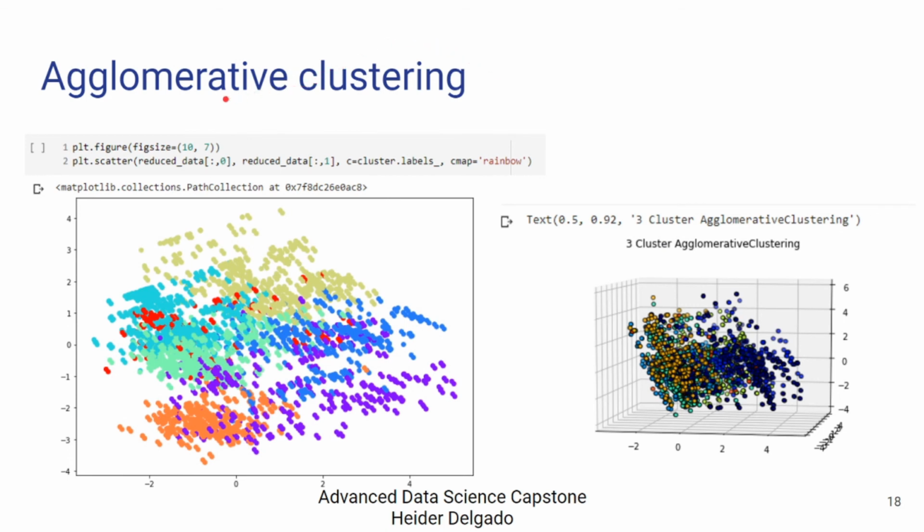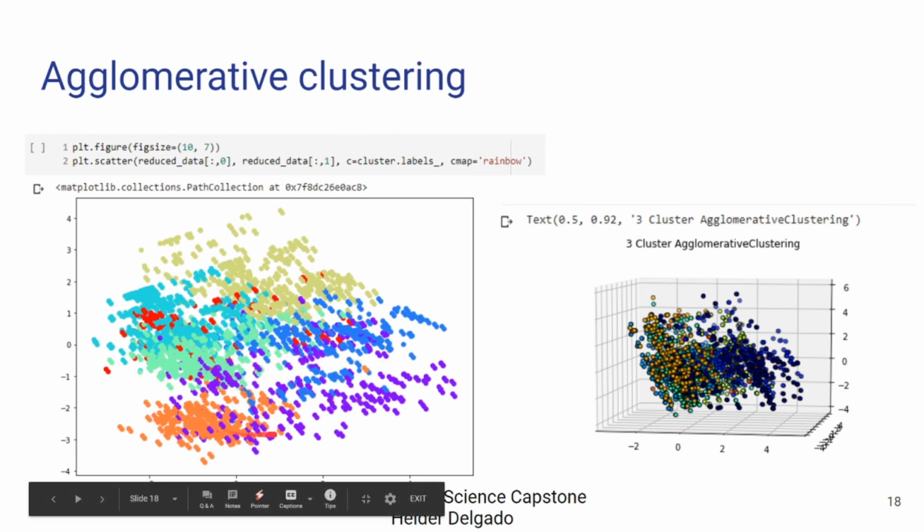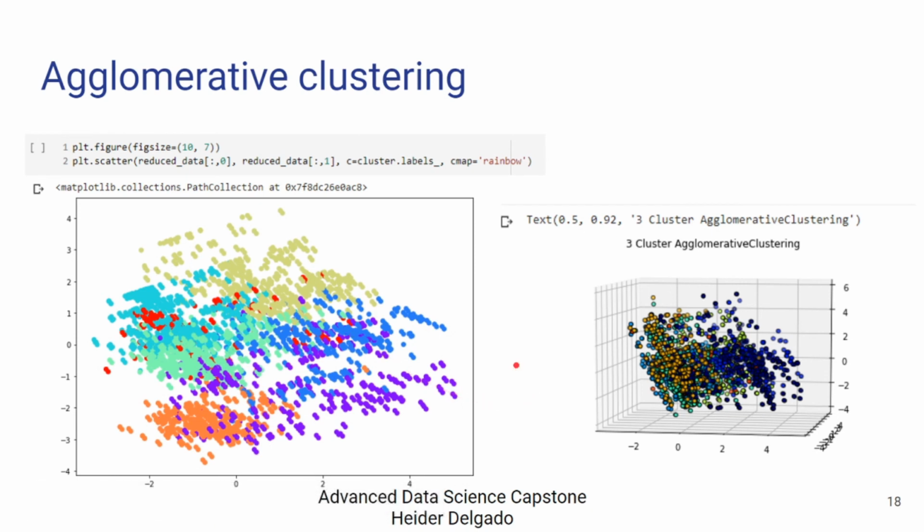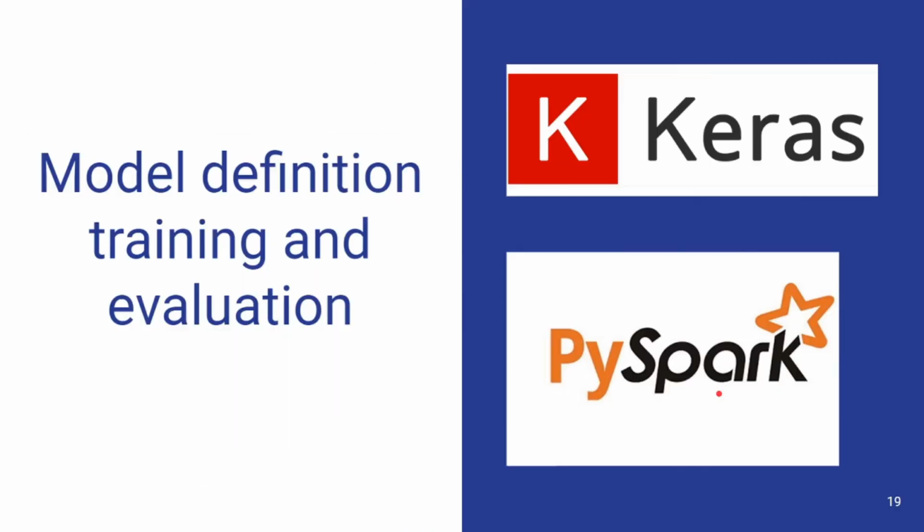I used agglomerative clustering to see some clusters, but I didn't really find anything useful here. I found some clusters that were a little well defined, but some of them were just too close together. This is a 3D representation of it.